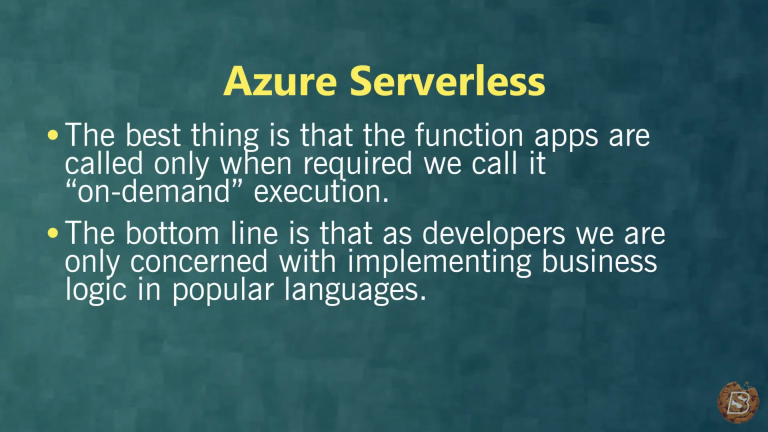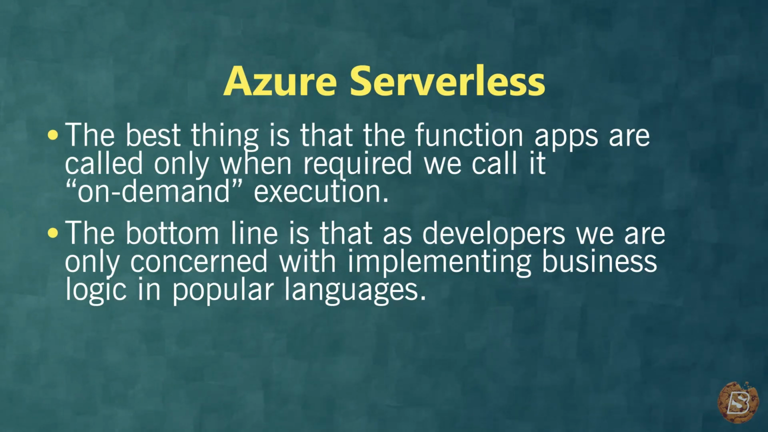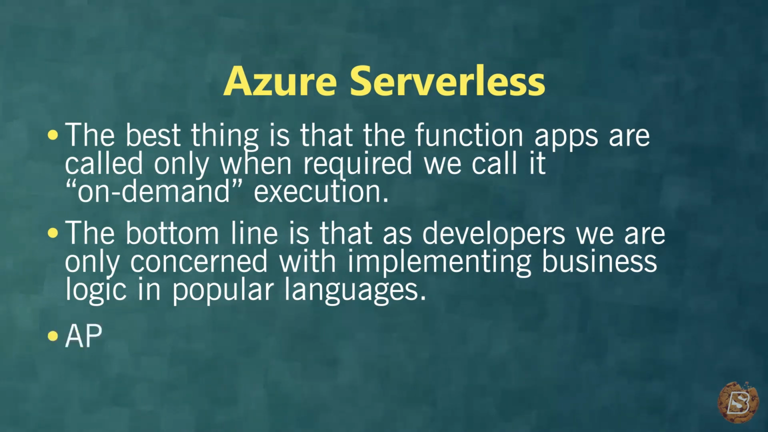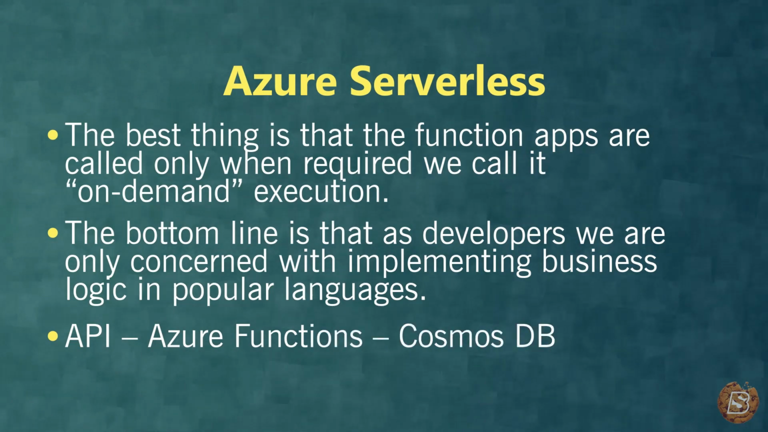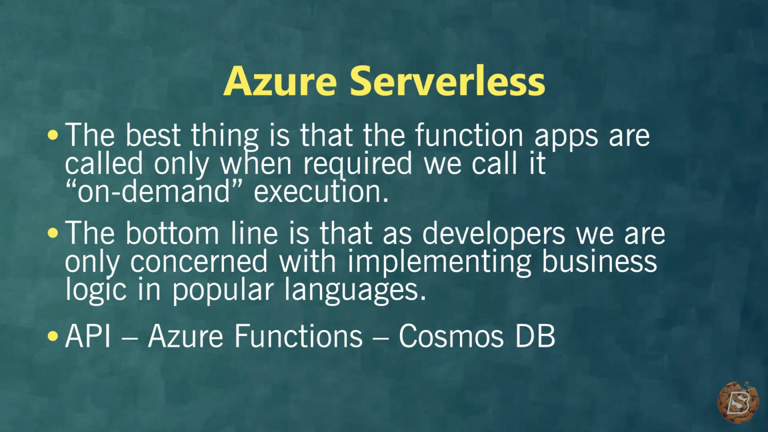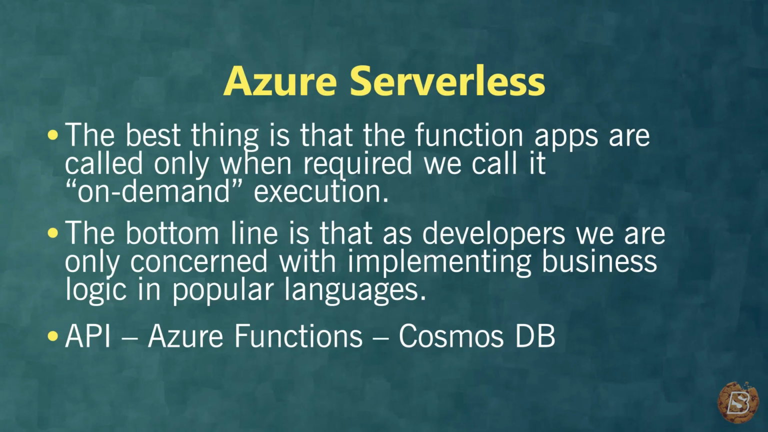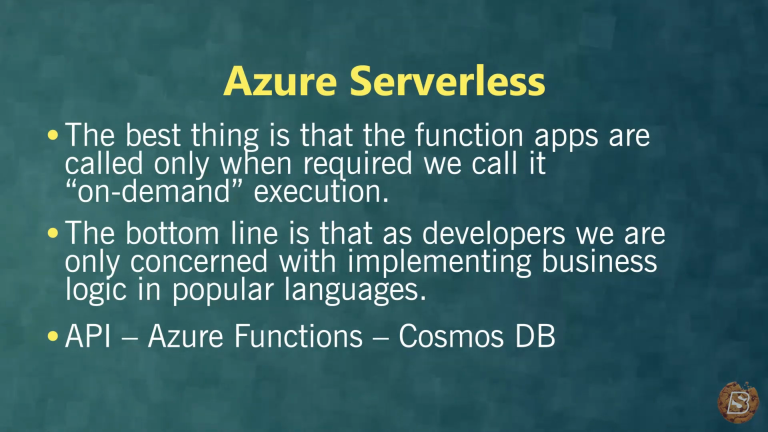So if you just see how it's going to work, you can consider your code as an API, and that will basically be hosted as Azure Functions. In case your functions require some kind of database connectivity, Azure offers Cosmos DB for that, and you can connect it with that, and voila, you can have your own Azure Serverless implementation. That's what we will be exploring in our course as well.